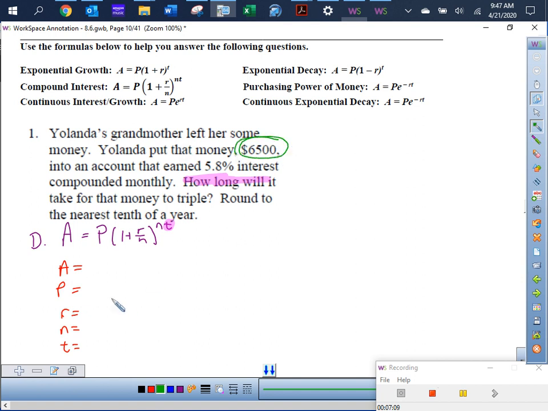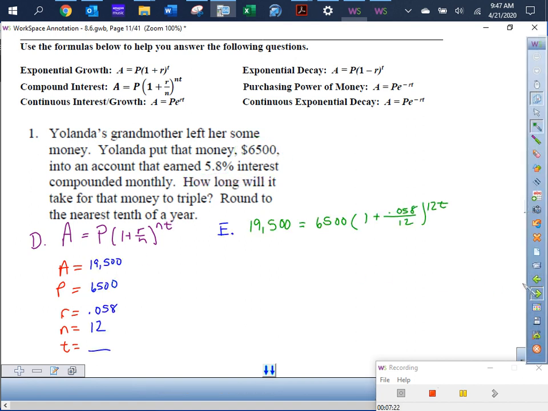This $6,500 is totally the principal, but they say Yolanda's money is supposed to triple. So what you got to do is take the $6,500 and triple it, and that's the amount that we'll get when we're all said and done, which is the $19,500. And the rate, they told us, we just changed it to a decimal. And remember, N stands for number of times compounded, so monthly means 12. And time, we don't know, so we'll put a blank there.